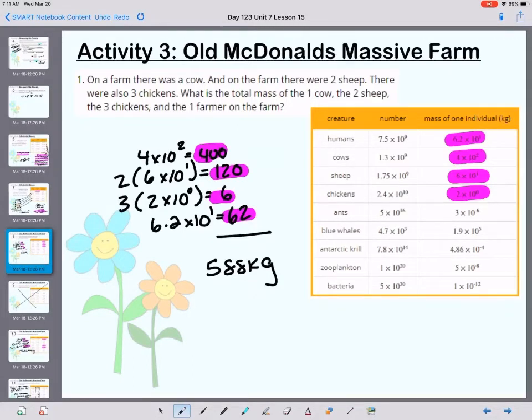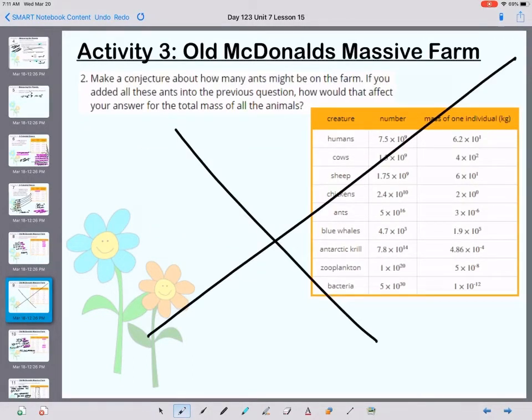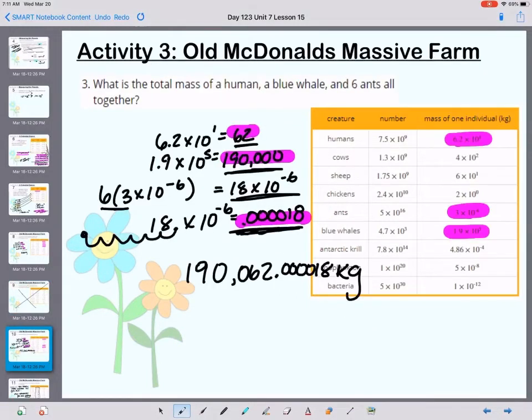Number 2, I'm going to skip over. Number 3, what is the total mass of a human, a blue whale, and 6 ants all together? Again, same idea. I'm going to transfer them and add them together. The only difference here is that when I'm dealing with the ants, I have a negative exponent. So the human is 62 kilograms. The blue whale is 190,000 kilograms.